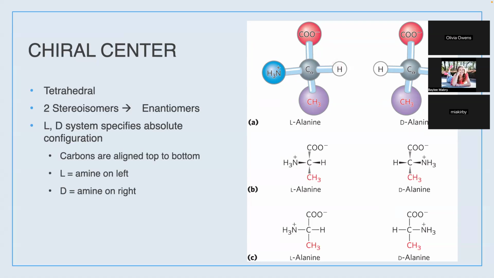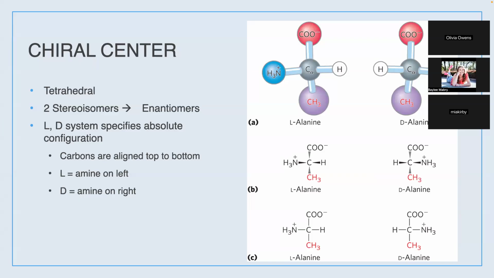So yeah, it's these two here. These are the two ways you can draw alanine. We'll use the L and D system to specify which one we're looking at. We really won't have to worry about this too much, but occasionally it'll be relevant for protein structure. But we won't have to worry about this too much.